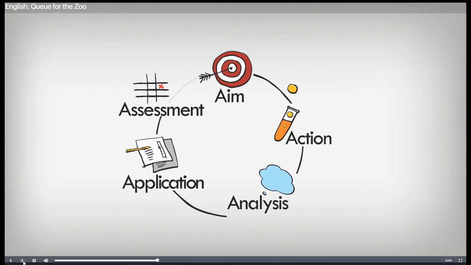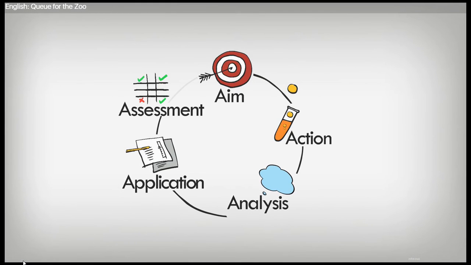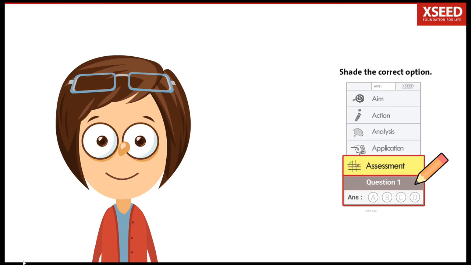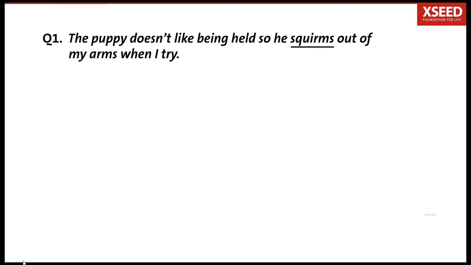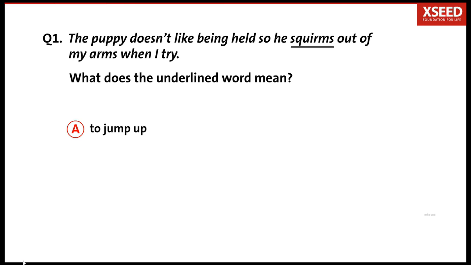Time for a quick quiz. Shade the bubble for the correct answer in your journal. Question 1. The puppy doesn't like being held, so he squirms out of my arms when I try. What does the underlined word mean? A. To jump up. B. To sit still. C. To wriggle. D. To bend.